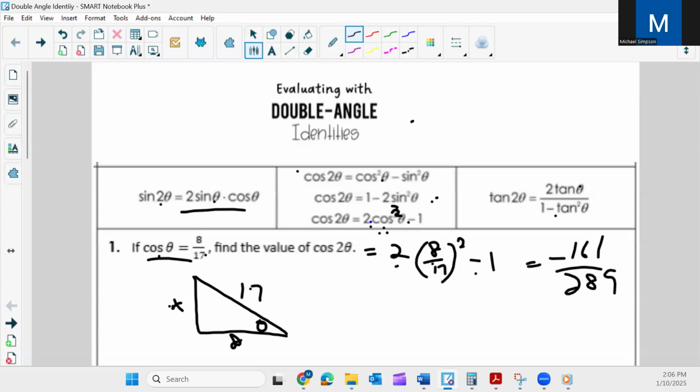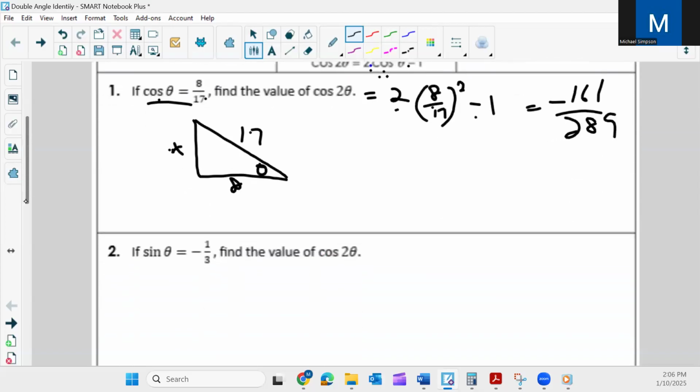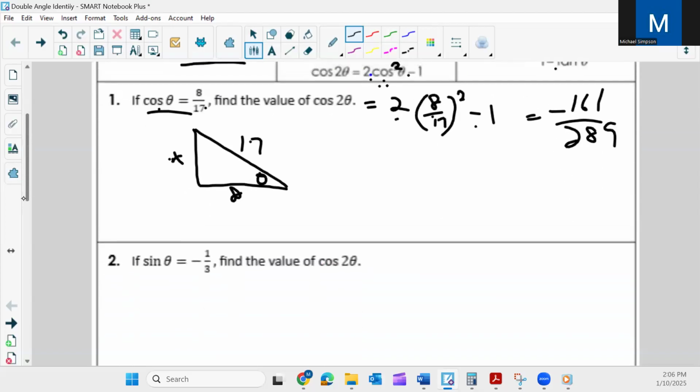Okay, let's look at number 2. You're given sine theta is equal to negative 1/3, and you want to find cosine 2 theta. Which one will you use? The second one. Yeah, exactly. So go ahead and put it in. Cosine 2 theta is going to equal 2, right, negative 1/3 squared, minus 1.